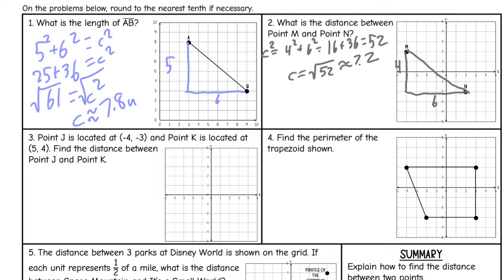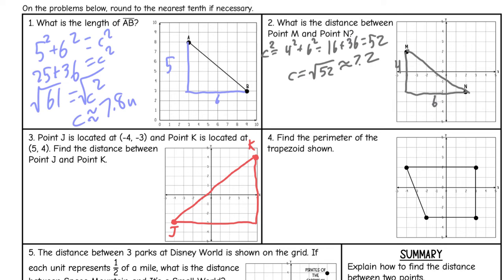Well, point J is located at (-4, -3), and point K is located at (5, 4). Find the distance between point J and point K. Well, first, (-4, -3) means left 4, down 3, and (5, 4) means right 5, up 4. And these are our 2 points.